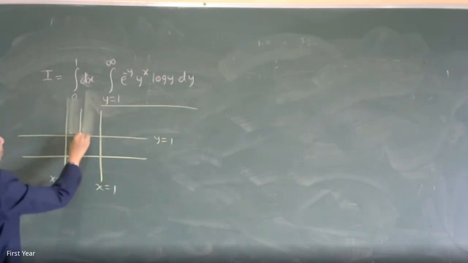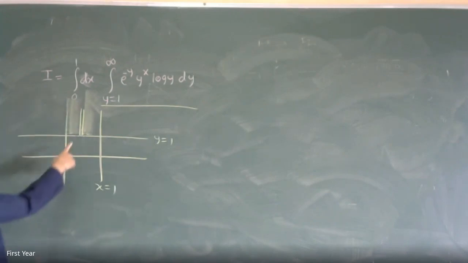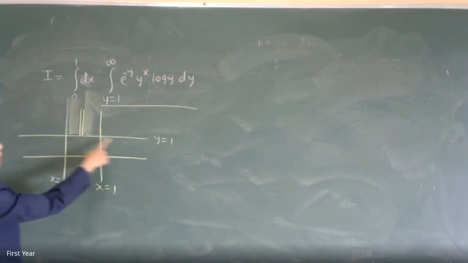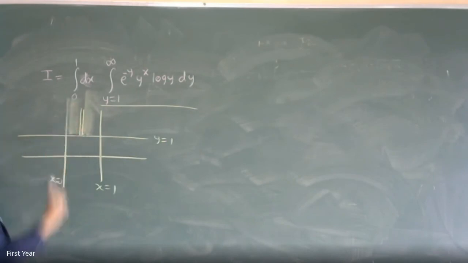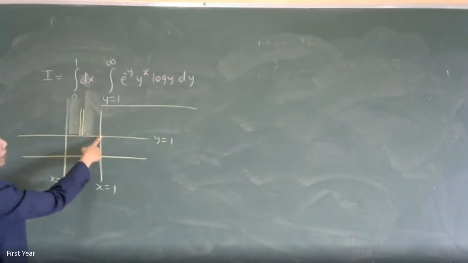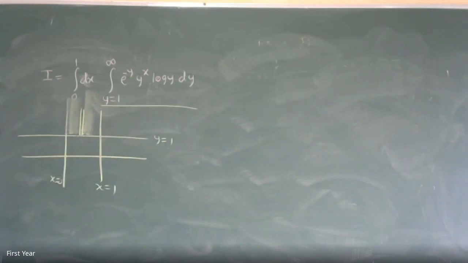Horizontal strip. Confirm whether what you are thinking is right or not. If I consider a vertical strip, where is the lower limit? Y is equal to 1. Where is the upper limit? Y is equal to infinity. Where is the lower limit of x? 0. Where is the upper limit of x? 1. That means whatever you have drawn is correct. Did everyone understand?